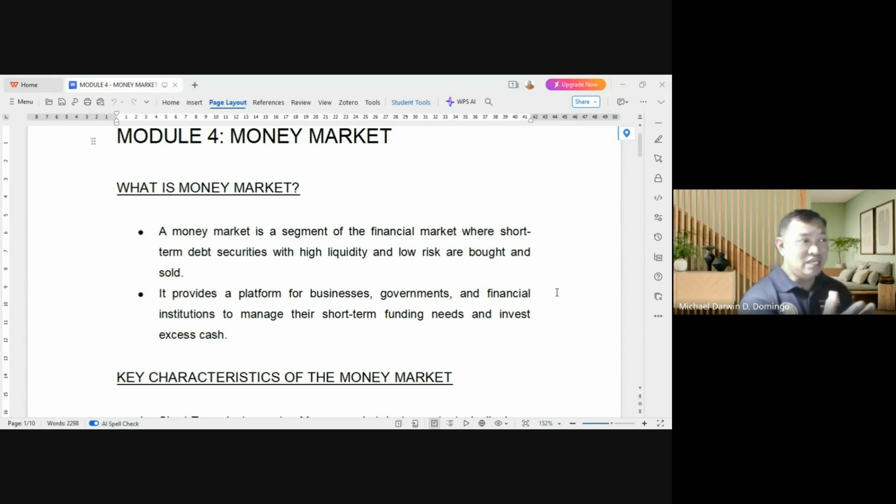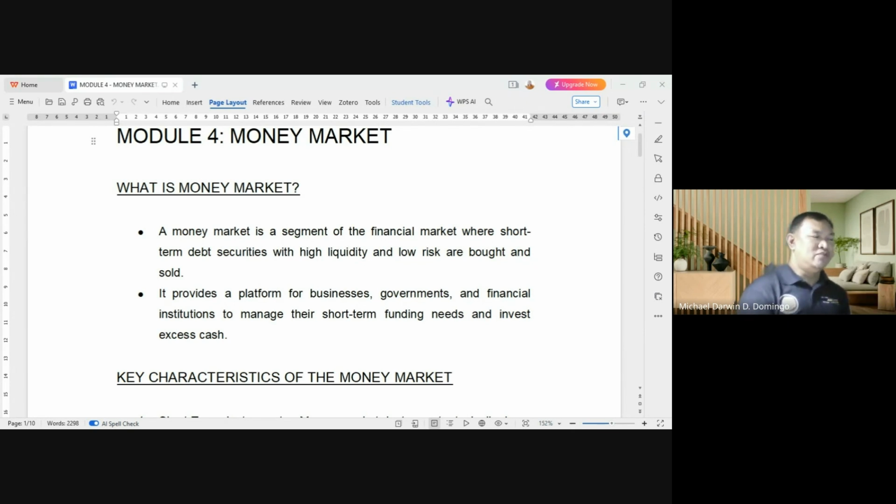Now, as you can see, ang sinabi dito, debt securities. So, ibig sabihin, not much for equity. Okay? For equity or for stocks. Walang ganon. It's more of utang. Okay?